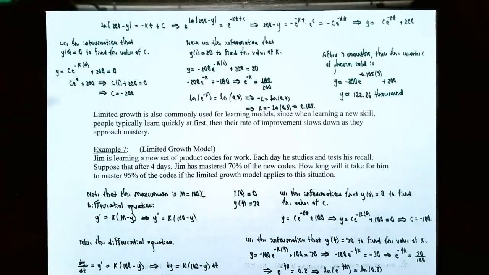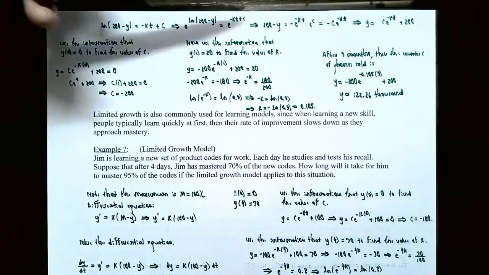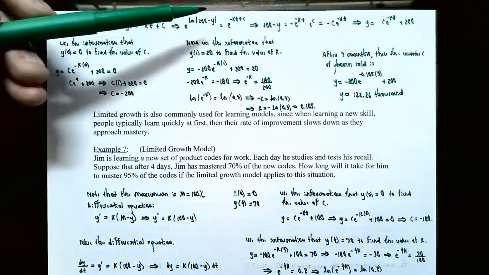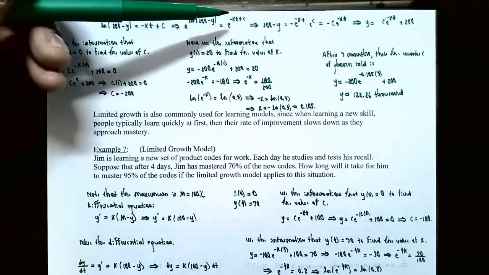So again, just like all the other examples, we need to get y by itself, and y is inside the natural logarithm here. So we want to raise e to the left-hand side of the equation as a power, and also do the same thing on the right-hand side of the equation, e to the negative kt plus c on the right-hand side. e and natural log are inverses of one another, so you'll just be left with 200 minus y on the left-hand side of the equation is equal to, and on the right-hand side of the equation you have e to the negative kt plus c.